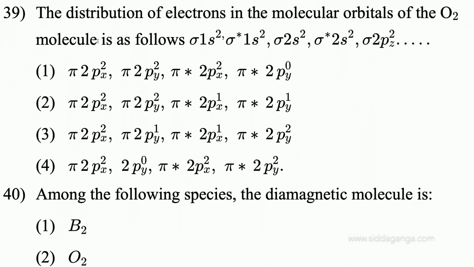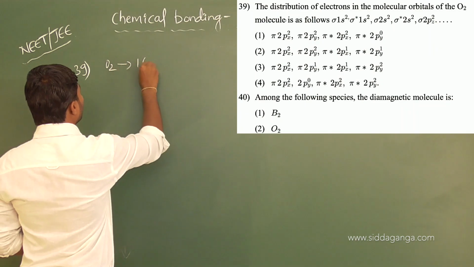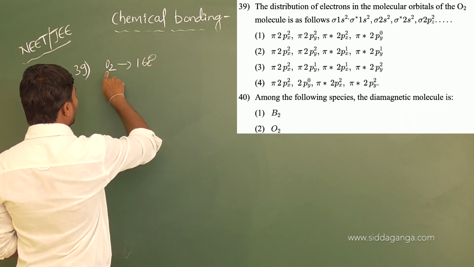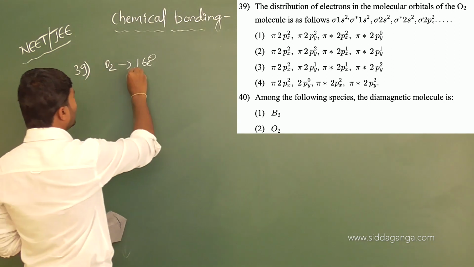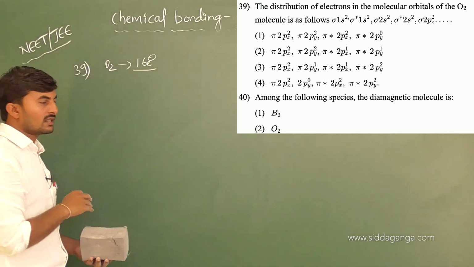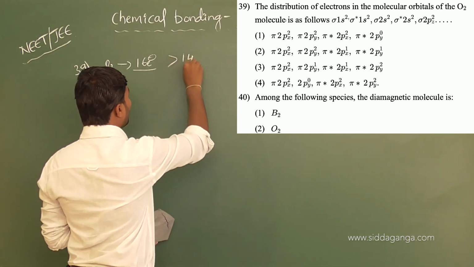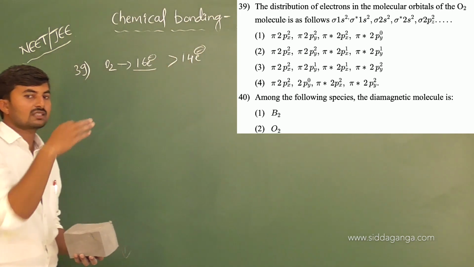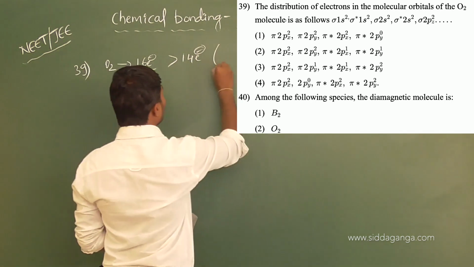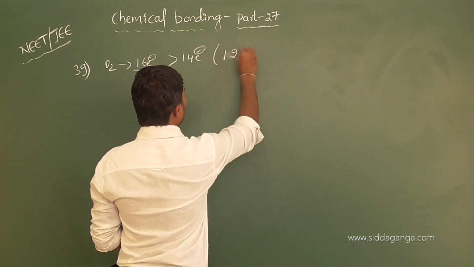So the next question, the distribution of electrons in the molecular orbitals of O2 molecule is as follows. Okay, they have already given some set of molecular orbitals. In addition to that, which will be the correct pair that we have to identify. Okay, O2 molecule, number of electrons will be 16. Each oxygen donates 8 electrons, but here we have 2 oxygen atoms, that will become 16 electrons. Okay, 16 electron system is greater than 14 electron system. Then we have to follow the condition of 1 2 2 1.